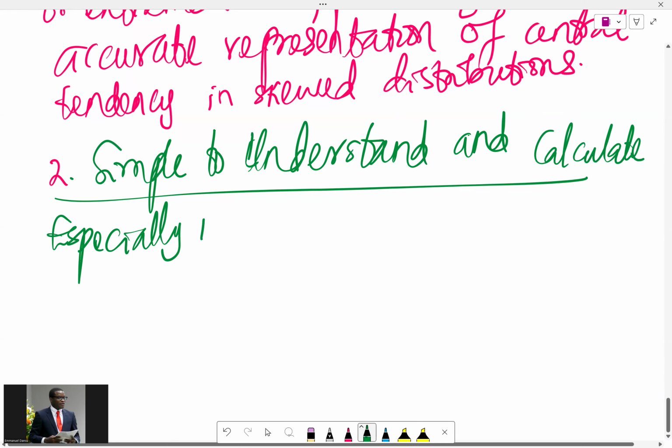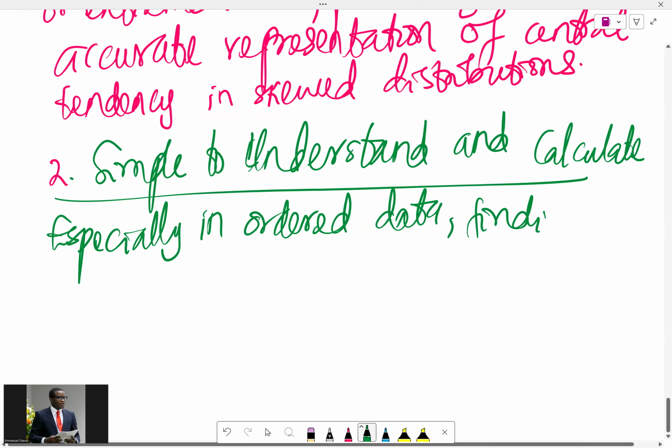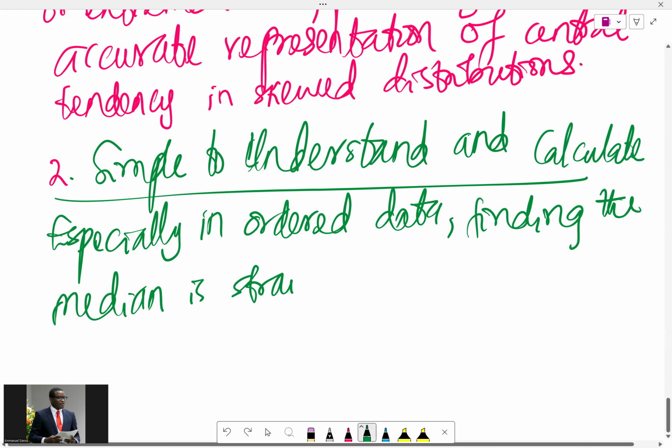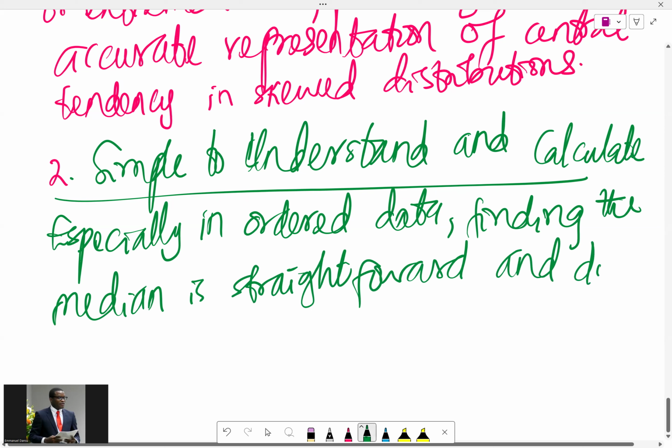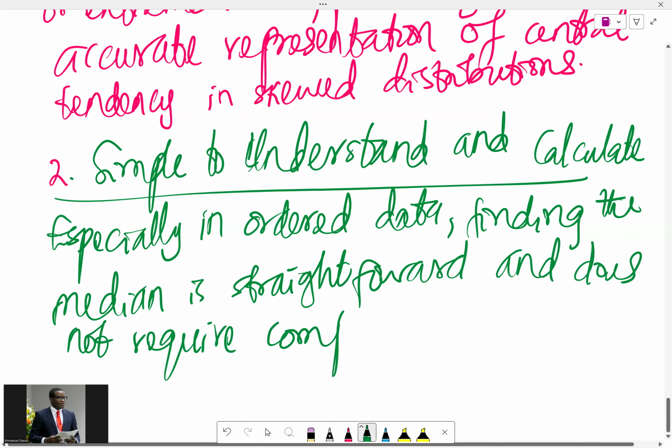Especially in ordered data, once the data is ordered, you can easily find it. Finding the median is straightforward and does not require complex calculations.